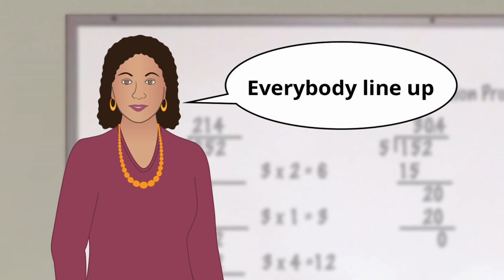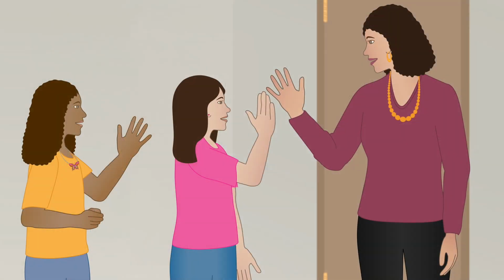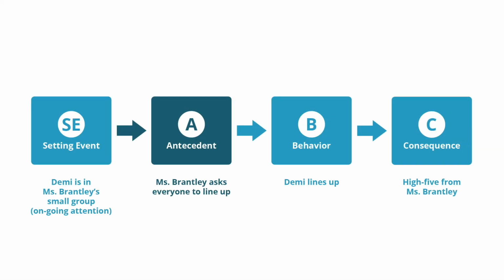The antecedent was when Ms. Brantley asked everyone to line up, because this happened immediately before the target behavior. When Demi lined up, the consequence was Ms. Brantley's high five. Let's put it all together. The antecedent is Ms. Brantley asking everyone to line up. The behavior is Demi lining up. The consequence is Ms. Brantley's high five.